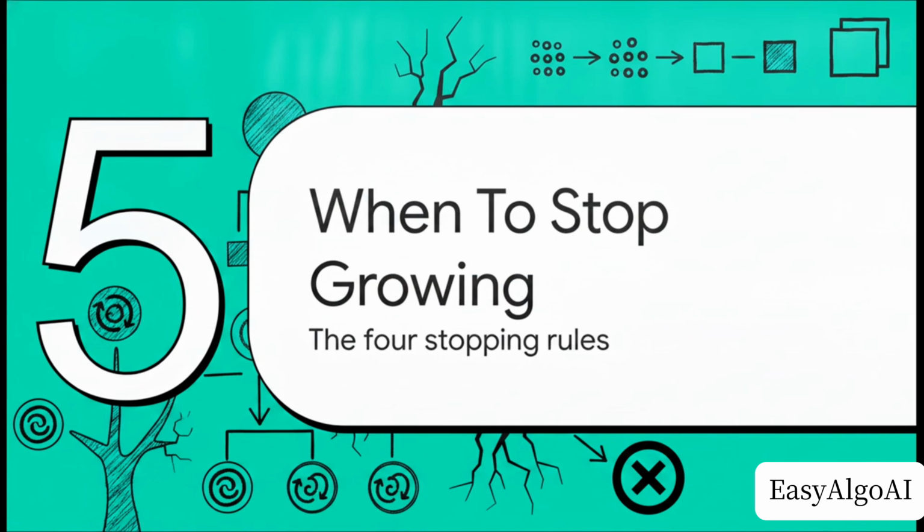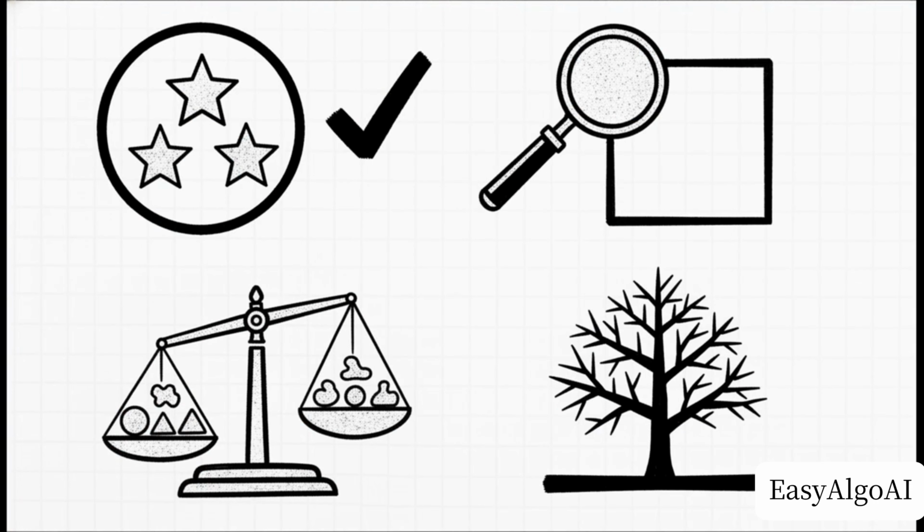Section 5. When to stop growing. Now, obviously, the algorithm can't just loop and split forever. ID3 has 4 strict rules that tell it when its journey is complete at any given leaf. First, it stops if all of the examples in the leaf are classified correctly, meaning entropy has hit 0. Second, it stops if it simply can't find another attribute to split on.